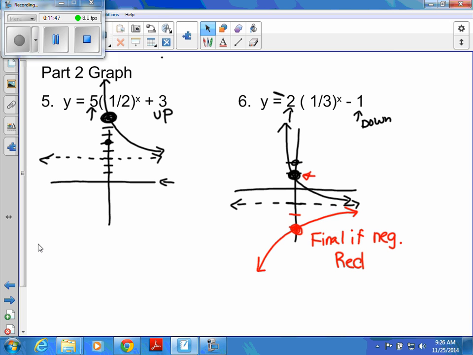Again, how do I want you to do the negative ones? I want you to graph it pretending it isn't negative, and then reflect it. And the final answer is in red. You would probably cross out the black part.